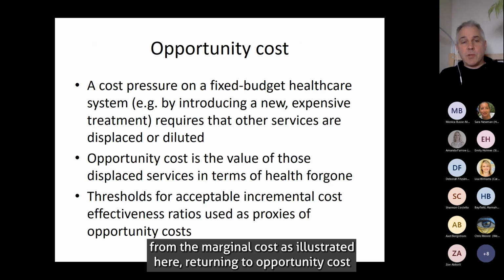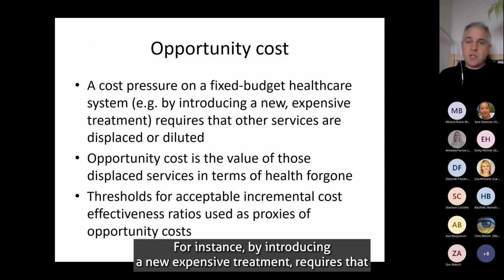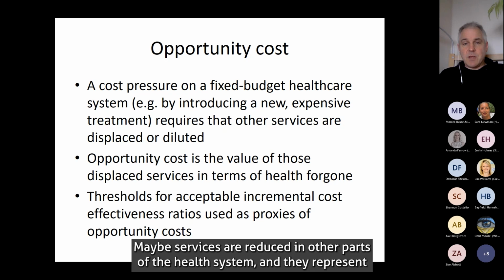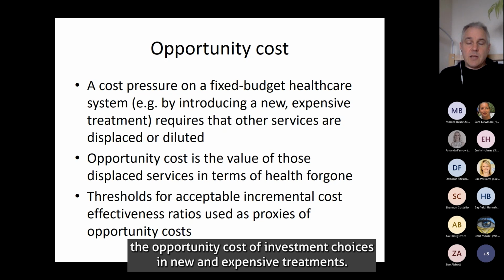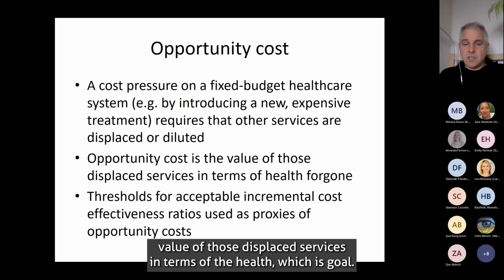Returning to opportunity cost, a cost pressure on a fixed budget healthcare system, for instance, by introducing a new expensive treatment, requires that other services are displaced or diluted. So people have to wait longer, the waiting list increases, maybe services are reduced in other parts of the health system, and they represent the opportunity cost of investment choices in new and expensive treatments. The opportunity cost is the value of those displaced services in terms of the health which is foregone.